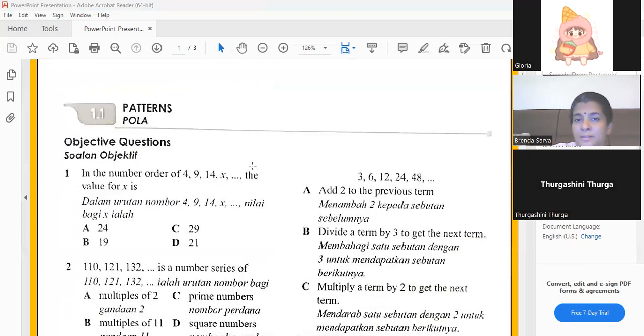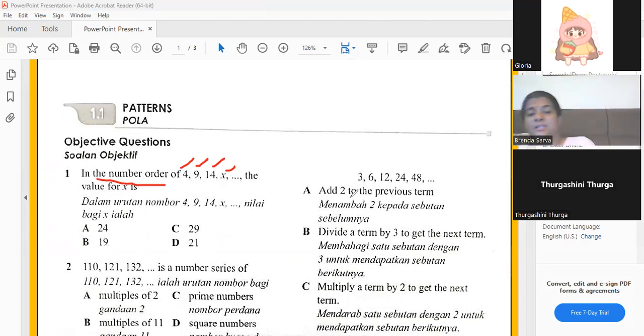Okay, so let's start. The first question here: in the number order of 4, 9, 14, X, what is the value of X? Can I have your answers in the chat, Gloria? Could you pop in your answers? Very good, you have it there.